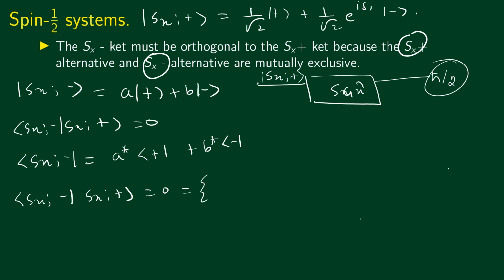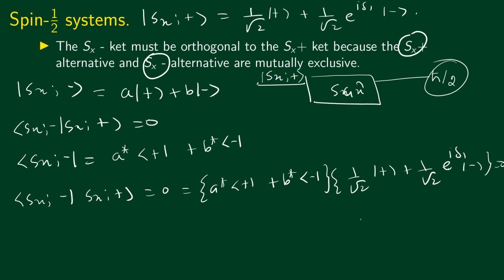This means that A star bra plus plus B star bra minus, multiplied by 1 by root 2 ket plus plus 1 by root 2 e raised to I delta 1 ket minus, is equal to 0. This is what I demand. Now I make the multiplication, making use of orthogonality. The only non-zero combination of bra plus here is with ket plus. The combination bra plus ket minus is 0 because these are orthogonal. Similarly, bra minus ket plus is 0 and bra minus ket minus is 1.